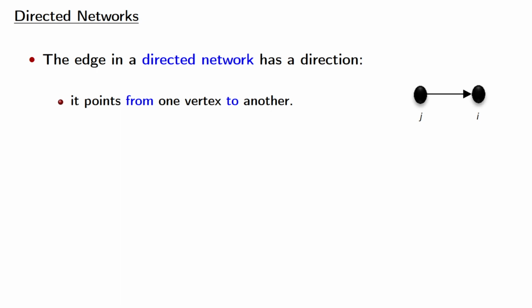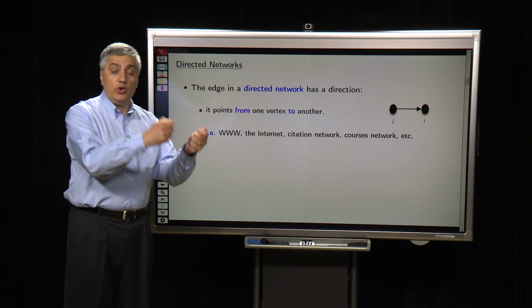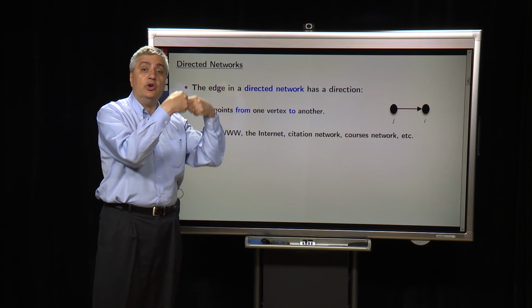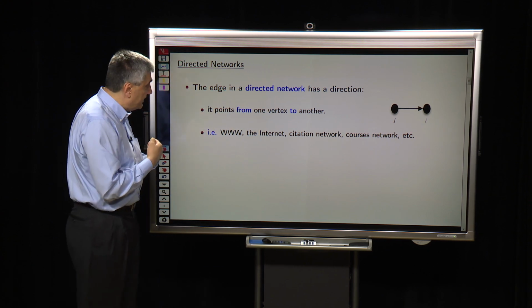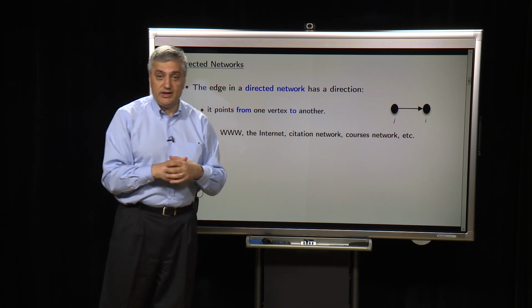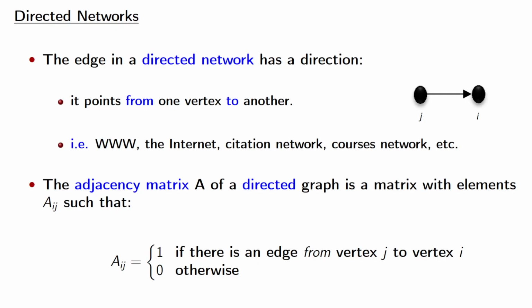Examples of this are the World Wide Web, where a particular website will point to another one, and it's not necessarily the case that the destination website will point back at the originating website. Citation networks are good examples. Course networks are one that we're going to talk about in this course too, and you'll see that example soon.